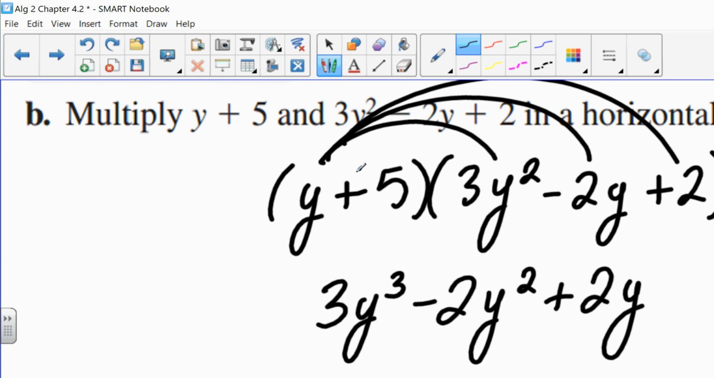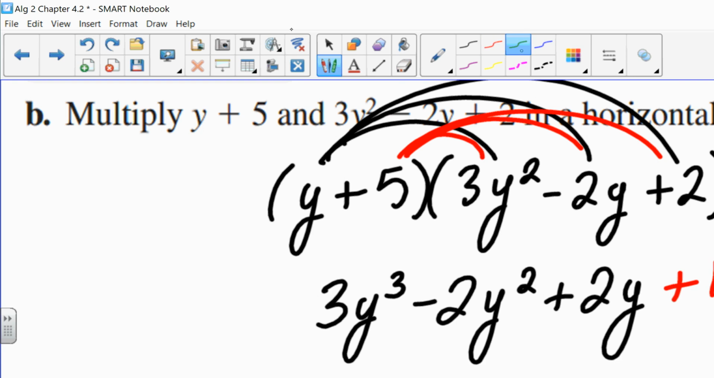And what do we do next? We multiply each of the terms by 5. Well, 5 times 3y squared is plus 15y squared. 5 times negative 2y is negative 10y, and 5 times 2 is plus 10. Any questions on any of these?